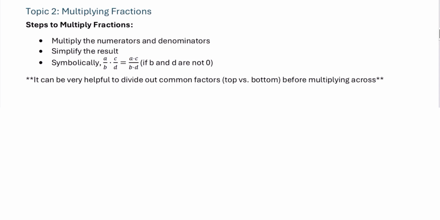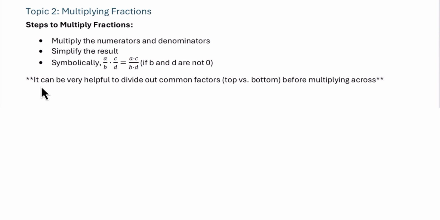To multiply fractions, we multiply the numerators together and the denominators together. Then we simplify the result. Symbolically, a/b times c/d is, notice we're multiplying a times c, the numerators, and multiplying b times d, the denominators. This is, of course, assuming that b and d are not 0. Remember, when the denominator is 0, it is undefined.